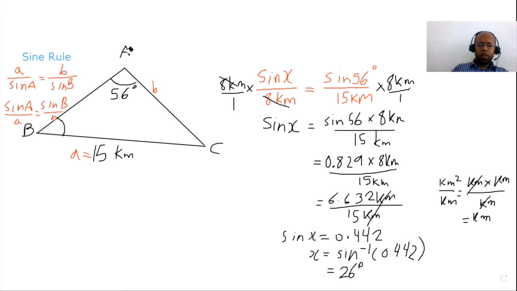So we have here 26 degrees, but we are looking for B. We really want to know what B is. Okay, so we're going to see if finding B is just as complicated as finding the angle. Okay, so we're going to erase this.